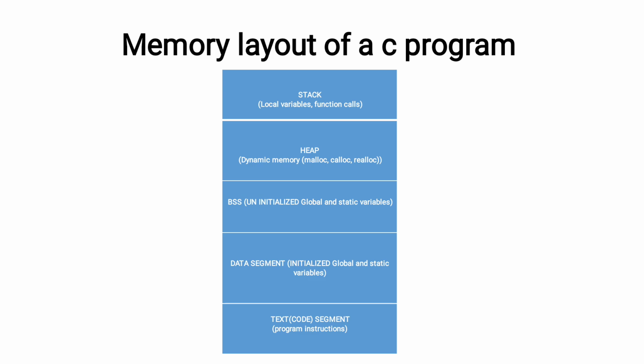So first of all, what is the memory layout of a C program? This is the structure of the memory layout. There are different segments, actually a total of 5 segments. Here the bottom starts with the lower address, and the top ends with the higher address. The lowest segment is the text or code segment.